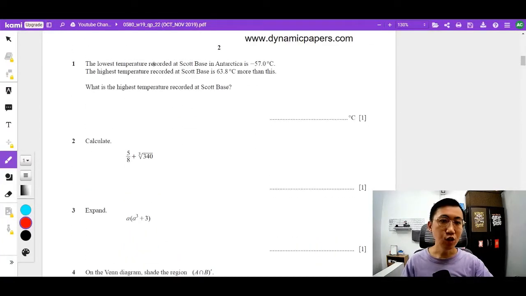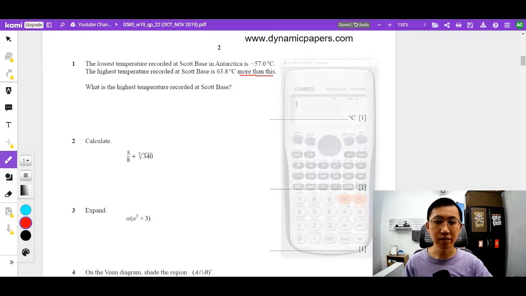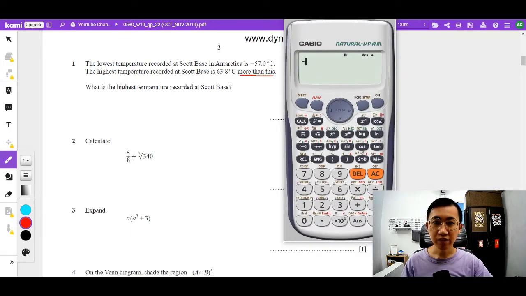Question 1. The lowest temperature recorded at Scott Base in Antarctica is negative 57 degrees Celsius. The highest temperature recorded at Scott Base is 63.8 degrees Celsius more than this. This is the keyword. What is the highest temperature recorded at Scott Base? So when I see the word more, it's definitely a plus. Let's do that. Okay, so negative 57 plus 63.8. So click this button, S to D, 6.8.